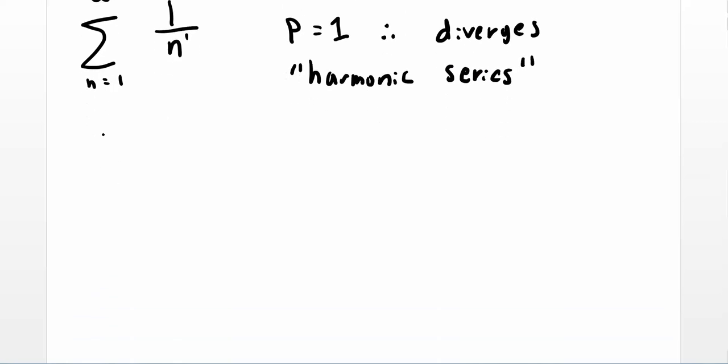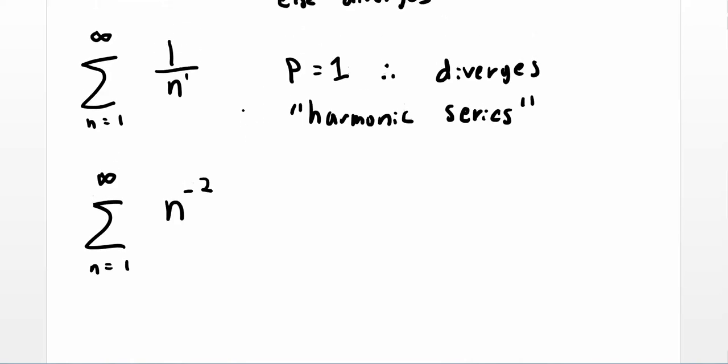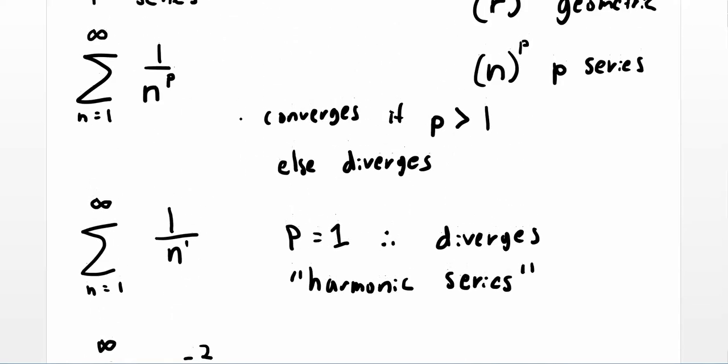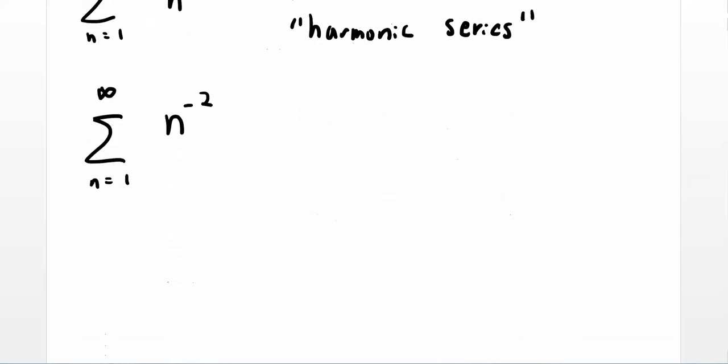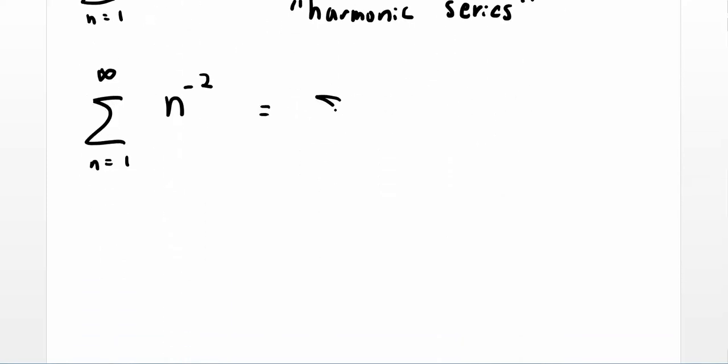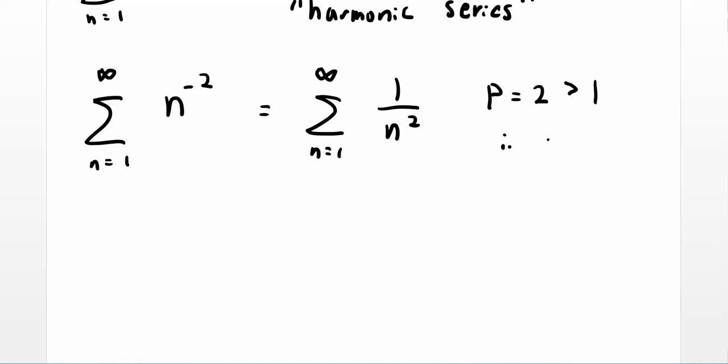Let's look at another example. So this isn't written in the right form yet. It needs to be 1 over n to the p. So we'll rewrite this. N equals 1. This becomes 1 over n squared. Our p is 2, which is greater than 1. Therefore, we converge.